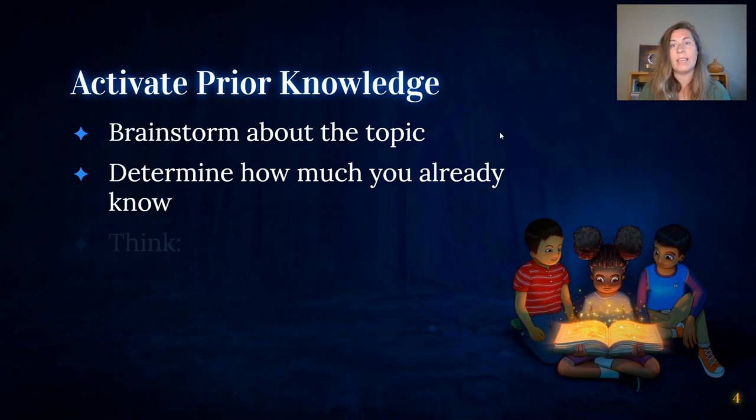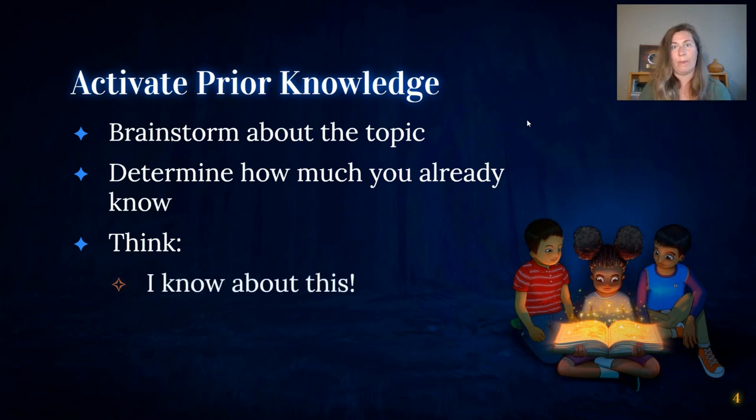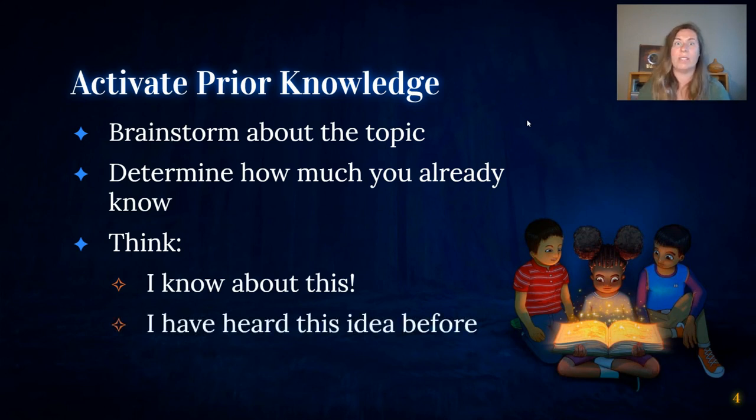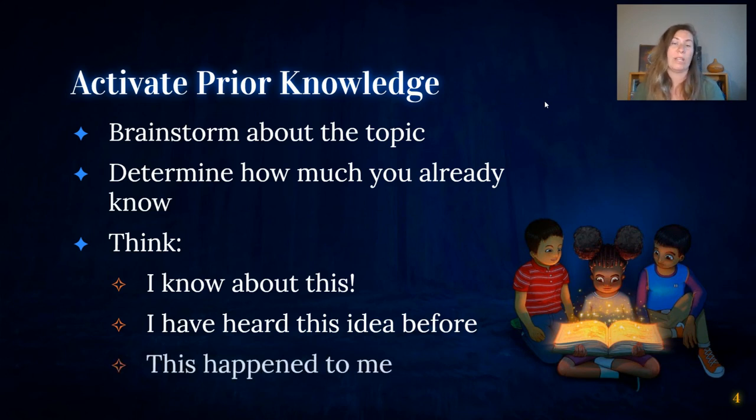Some sentence starters to help you as you're thinking about this are, I know about this. Maybe that's something that you already know about this topic. Maybe you've heard this idea before. I've heard about this before. I don't know a lot about it. Or a really interesting connection you might be able to make is that it's happened to you. This has happened to me, right? If you're reading a news article, you're like, oh, this happened to me, or reading a story about a journey to the beach, maybe you've been before. So the first thing you want to do before we even start reading is try to brainstorm what you already know about the topic and how much you already know.